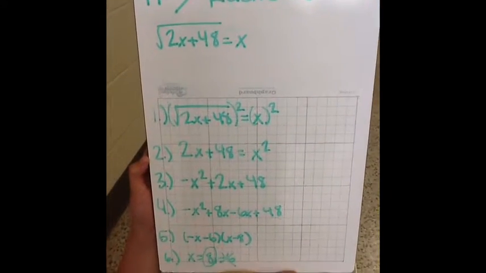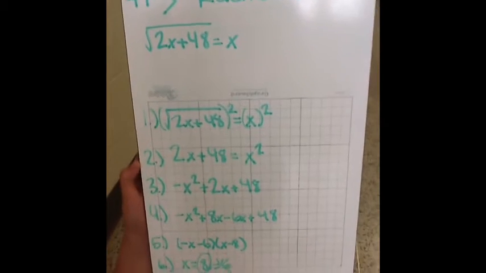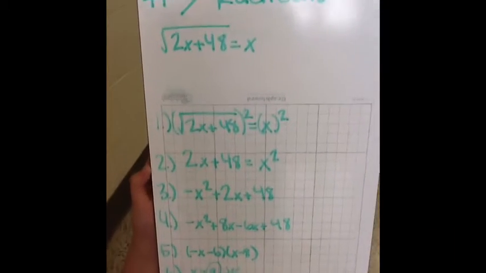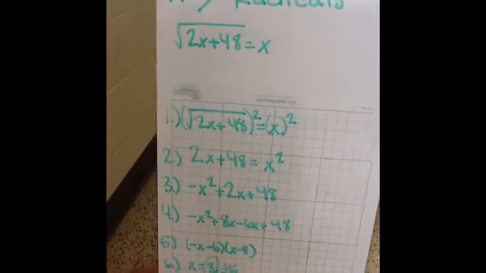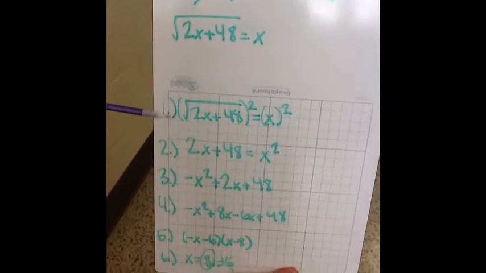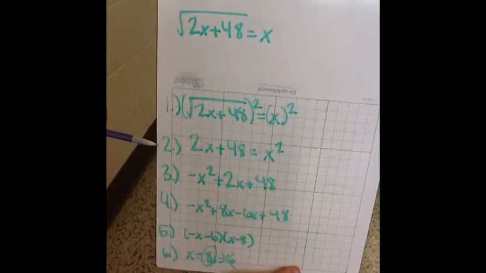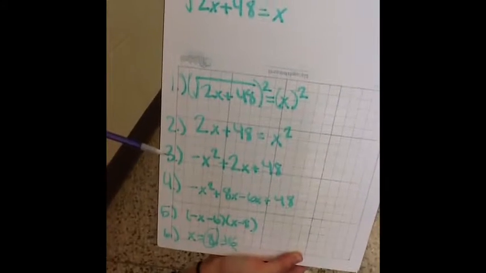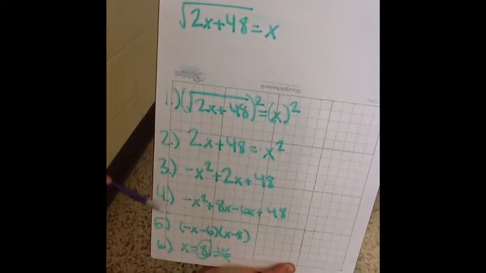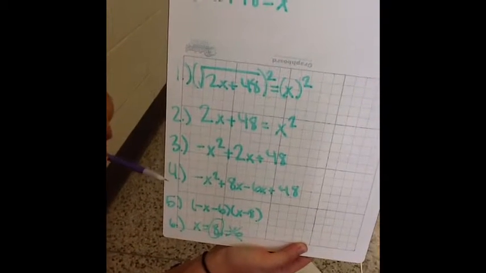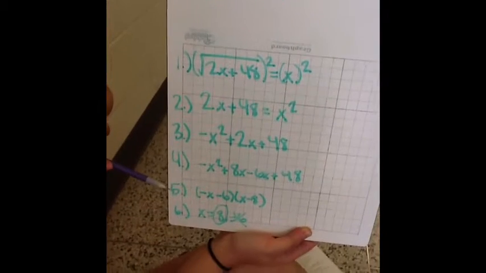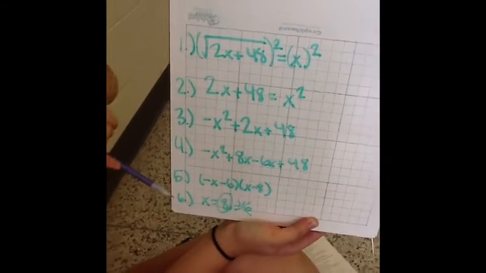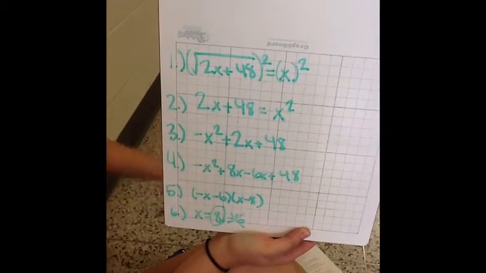Number 7, radicals. So we have this equation here, and then we're going to square it to get rid of the square roots, and then we have that one. And then you put all of them into quadratic form, and then you factor it out, and then it equals 8 and -6, but you can't have a negative number as an answer, so it's just 8.